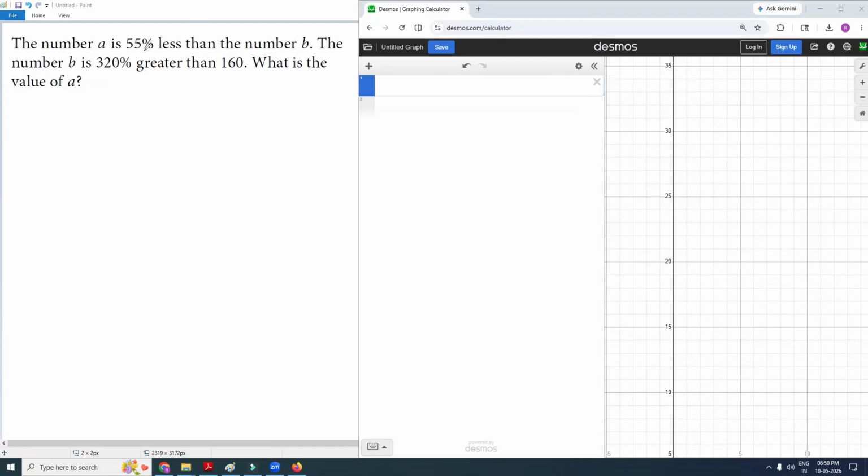The number A is 55% less than the number B. The number B is 320% greater than 160. What is the value of A?